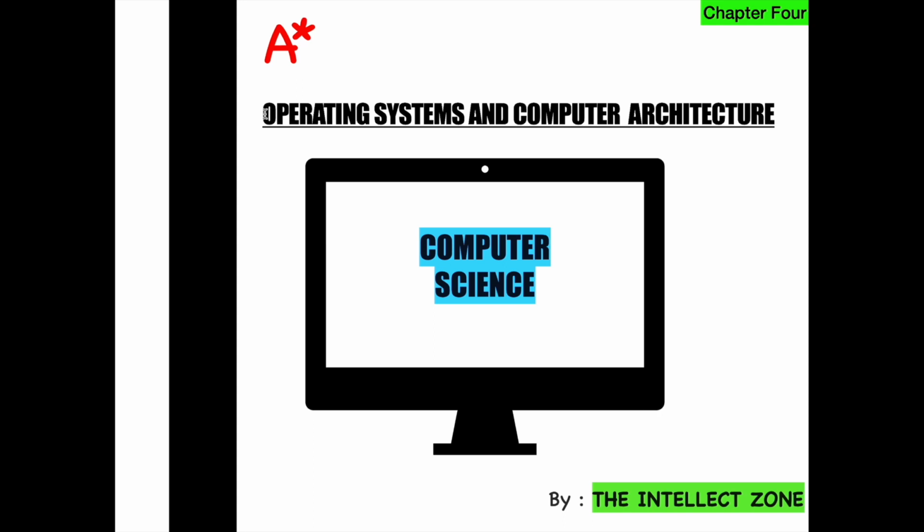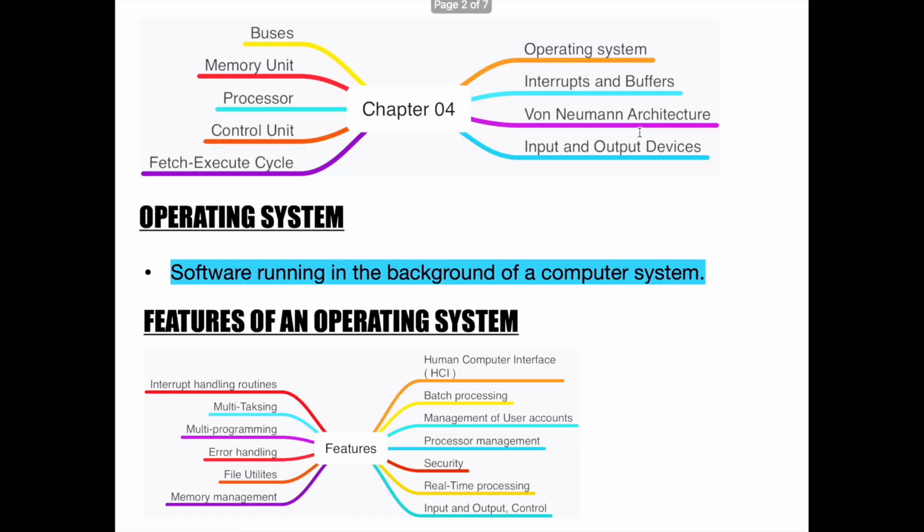The fourth chapter is named Operating Systems and Computer Architecture. The diagram above presents all the topics that we will be going through in this chapter. Let us now go through the first topic, the operating system. The operating system is software that works in the background of a computer system. The diagram below points out several features of an operating system. The diagram presents a total of 13 features, but all you have to know is at least 5 of them. But remember, it's always better to learn them all by heart.